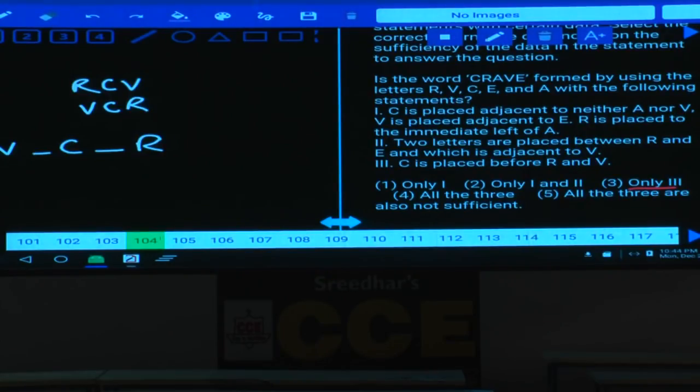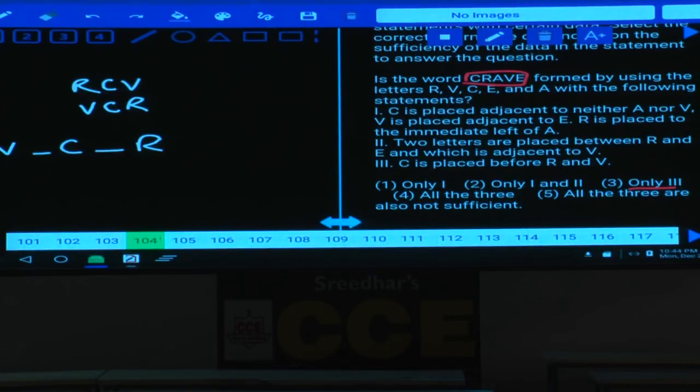Am I getting the answer or not? Yes, what is the question here? We should be very, very clear about this one. What is the word? What is the question? Can the word crave be formed or not? In order to form the word crave, what should be the first letter? The first letter should be C.